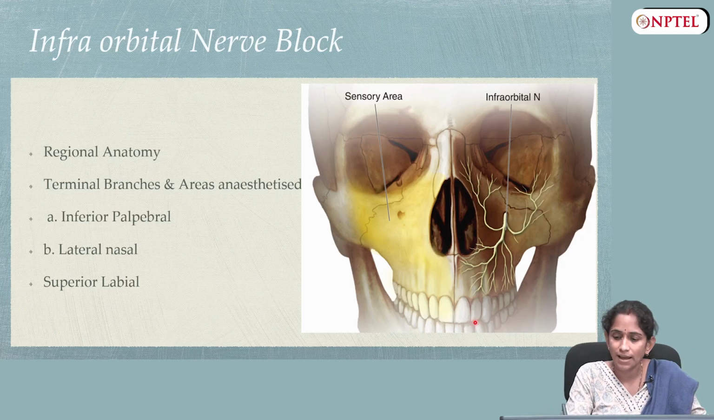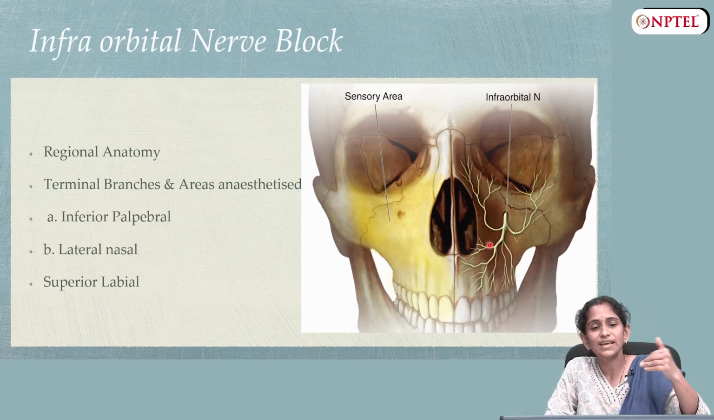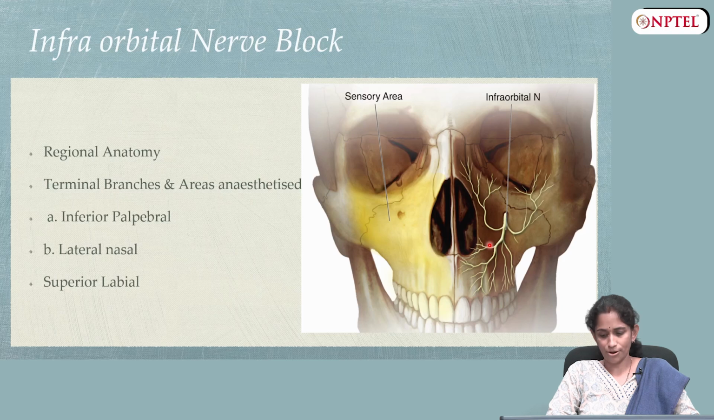To repeat again: the anterior three teeth, the ipsilateral half, the same side, of the upper lip, the lateral wall of the nose, the medial third of the lower eyelid, or procedures involving the anterior wall of the maxilla. That is where we can comfortably give an infraorbital nerve block.